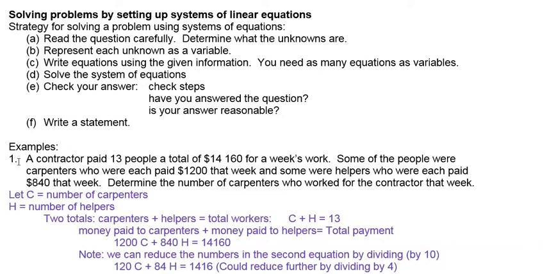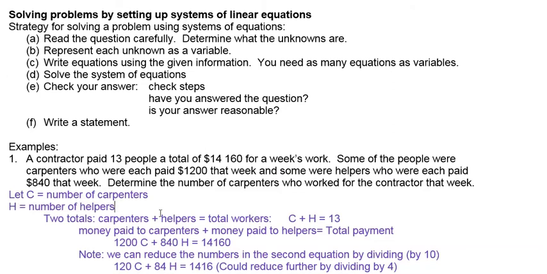So our first example, we have a contractor paying 13 people. We've got a total value of the work. We're told some are carpenters, some are helpers, and we're told how much they each make. So our unknowns: number of carpenters, number of helpers.